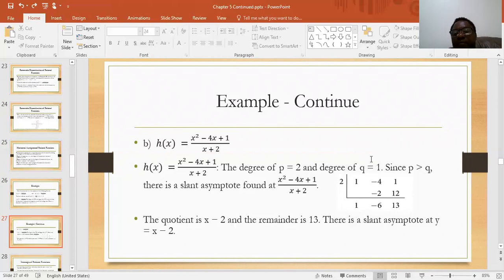We will have here, normally we should have -2. So this is a mistake. It's -2 when you are dividing by x plus 2. Negative 2 times 1 equals negative 2. We add to negative 4, we have negative 6. Then negative 2 times negative 6 is 12. Add to 1 is 13. So when you are dividing by x plus k, always use minus k. So in x plus 2, you should have minus 2 here. The minus was omitted.